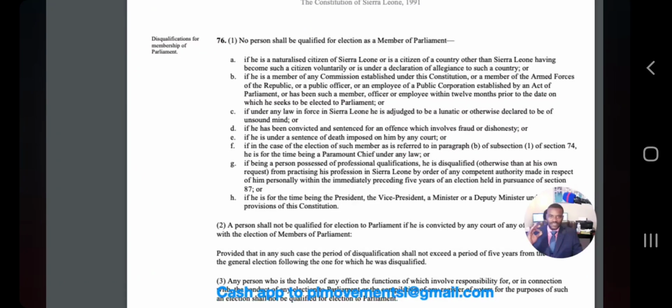This is Section 76. No person shall be qualified for election as a member of parliament, and it applies also to presidency as well, if he is a naturalized citizen of Sierra Leone, or is a citizen of a country other than Sierra Leone, having become such a citizen voluntarily, or is under a declaration of allegiance to such a country. So guys, that is why I wanted to share this with you, because I wanted you to see this.